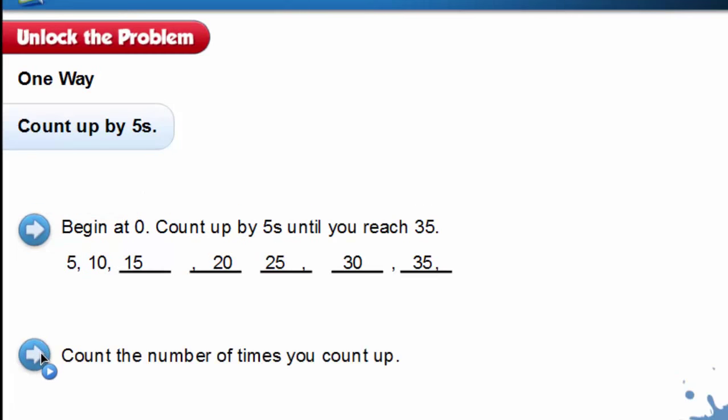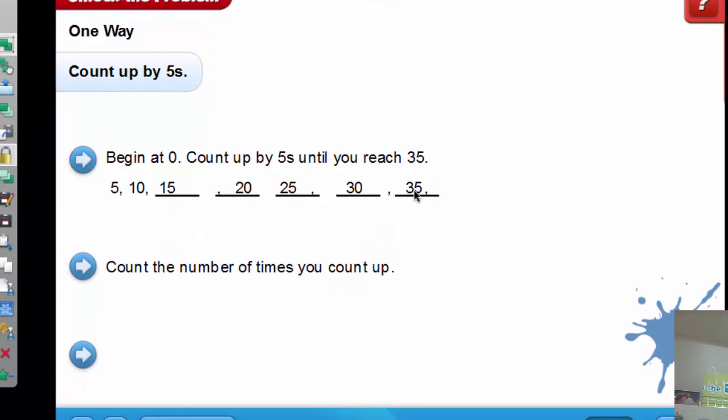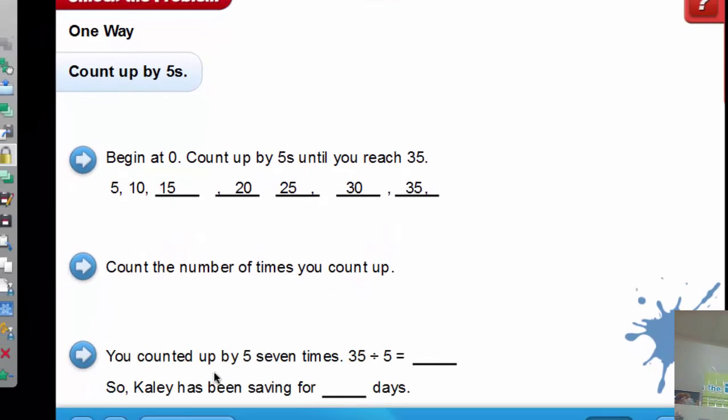Now we count the number of times that we counted up. 1, 2, 3, 4, 5, 6, 7 times. We counted up by 5 7 times. So 35 divided by 5 equals 7. So Kaylee has been saving for 7 days. Good.